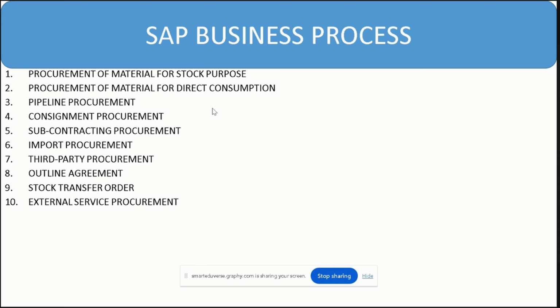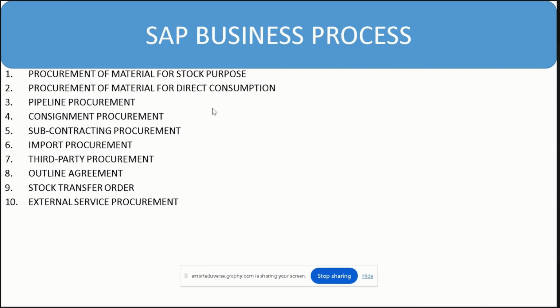In external service procurement there will be no goods receipt. Rather, you will have a service entry sheet, like a register. Whenever you visit some company, they have a register recording who is coming, why they are coming, and what the purpose of the visit is.